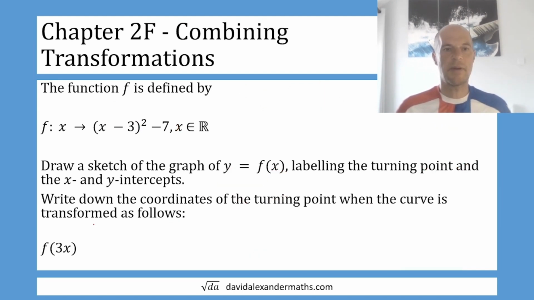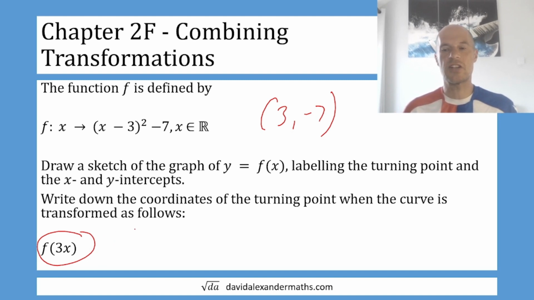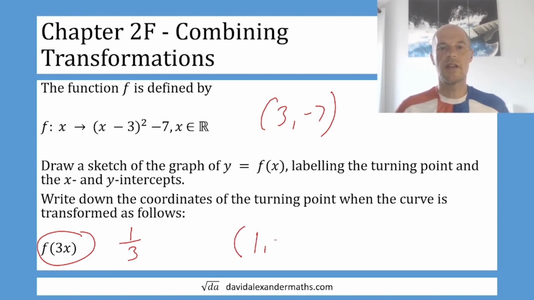Okay, let's look at this supplementary question. So we know first of all that the turning point is 3, negative 7, and the transformation is f of 3x, so that is going to be a horizontal stretch with a scale factor of 1 over 3, so well 1/3. So all we need to do is multiply the x values by 1/3. Well, 1/3 of 3 is 1, so the turning point will now be 1, negative 7.